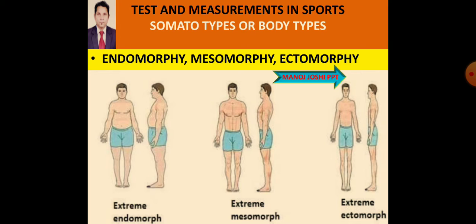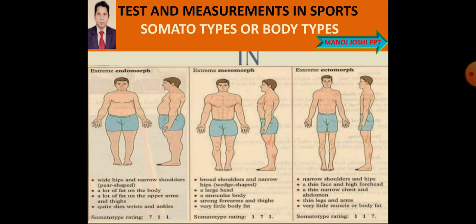In the first picture we can see the extreme endomorph, where body fat can be seen. The extreme mesomorph we can see in the middle picture, a muscular body, an athletic body, known as the athletic body type. The extreme ectomorph are taller, with very little body fat and narrow shoulders. Now we will see the characteristics here.